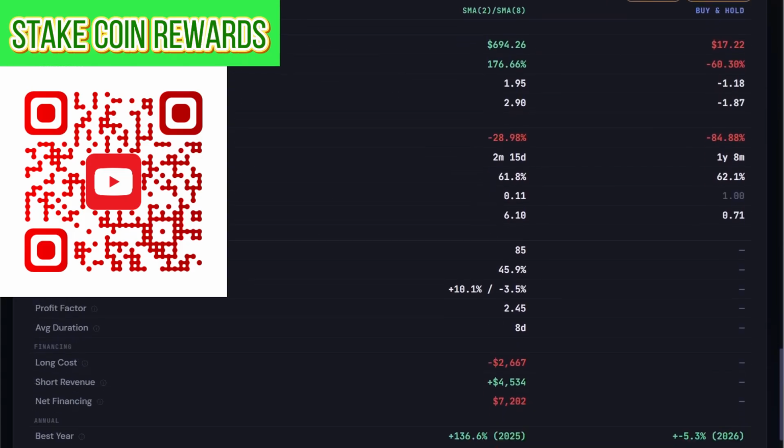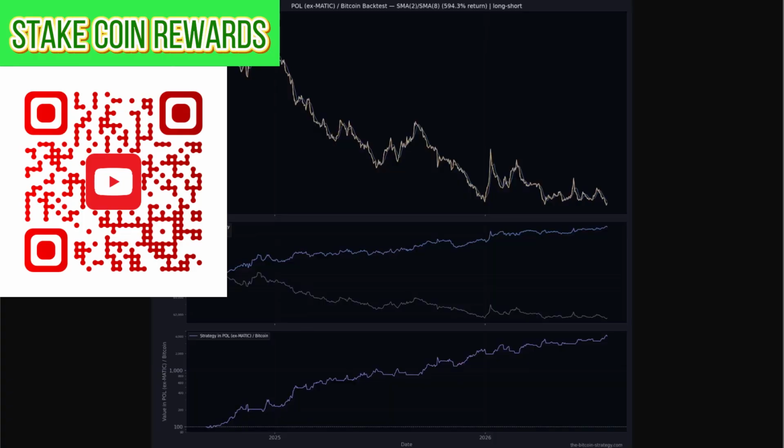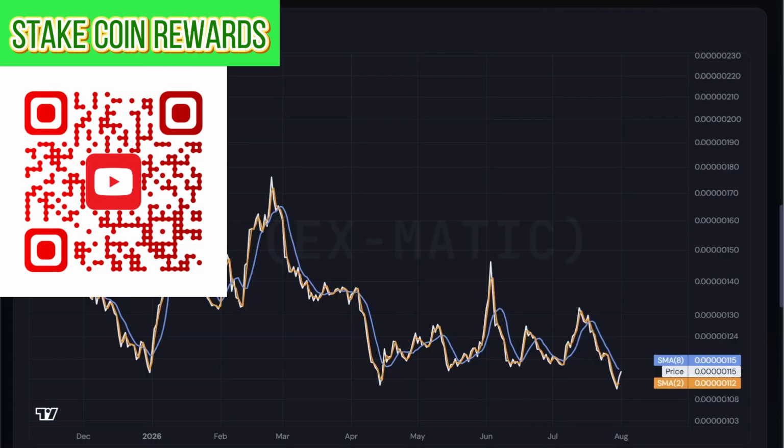It produced a performance of 176% per annum versus buying and holding that only gave us an annualized loss of 60%. That's then how that looks like over time, right? So we've got the Polygon price at the top, we've got the portfolio value measured in US dollars in the middle, and we've got the portfolio value measured in POL tokens at the bottom. So this is a very nice long-term consistent trading strategy. And this is where we are right now.